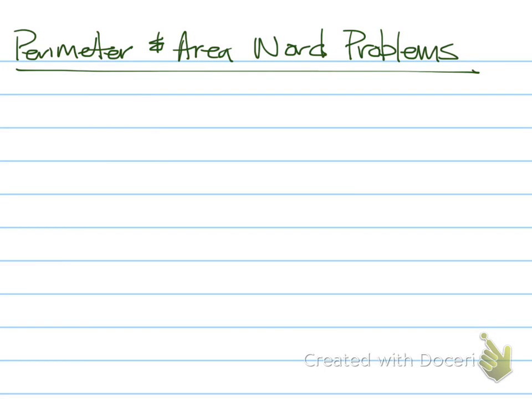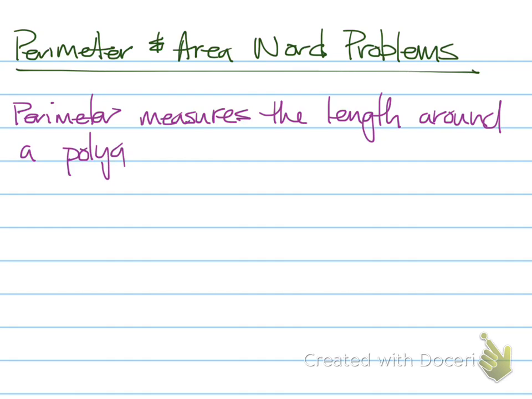All right, in this lesson we're going to be solving word problems that deal with perimeter and area. So what is perimeter? Perimeter is the measure around a polygon. To find the perimeter of any polygon, we want to add the length of each side, all the sides of that polygon.